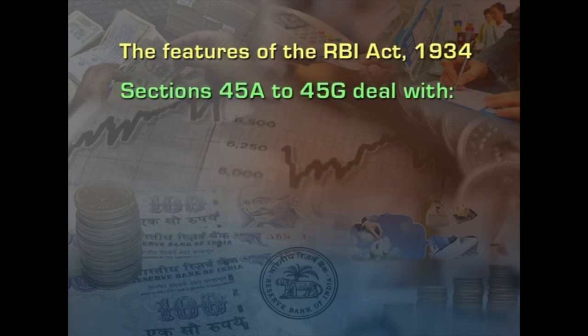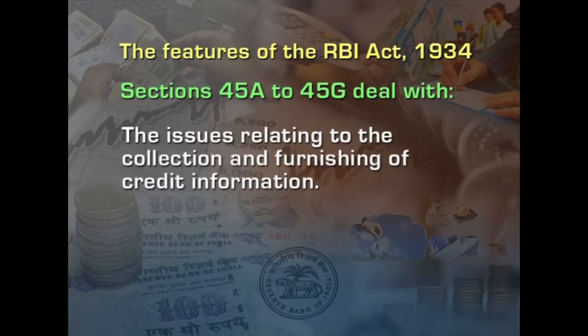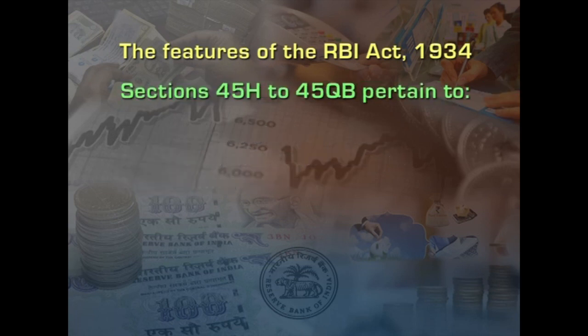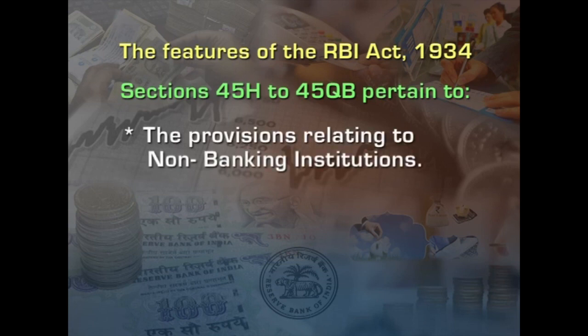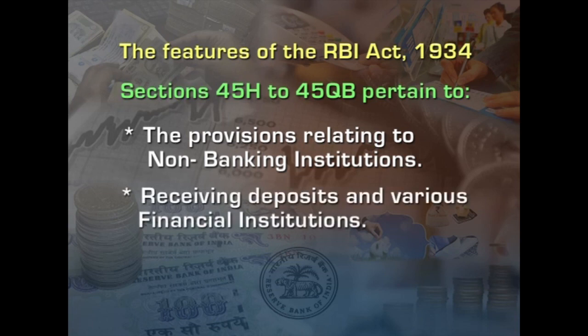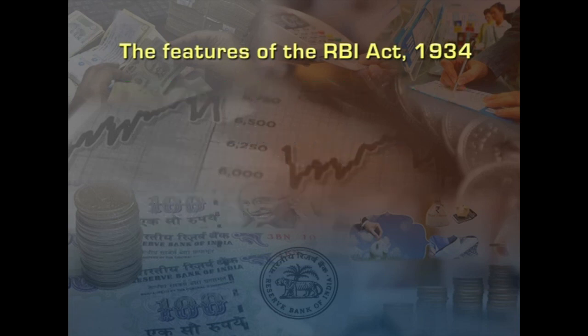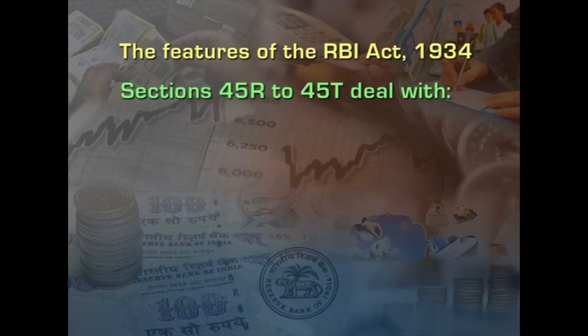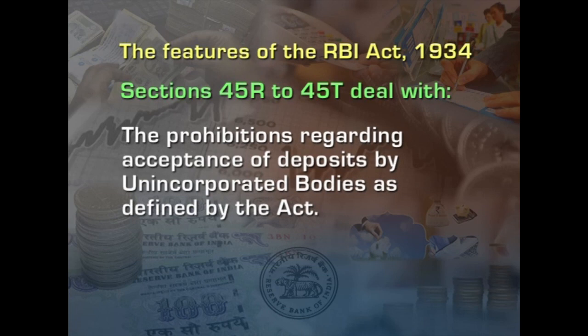Sections 45A to 45G deal with the issues relating to the collection and furnishing of credit information. Sections 45H to 45QB pertain to the provisions relating to non-banking institutions receiving deposits and various financial institutions. Sections 45R to 45T deal with the prohibitions regarding acceptance of deposits by unincorporated bodies as defined by the Act.